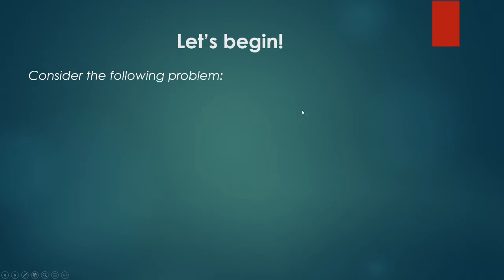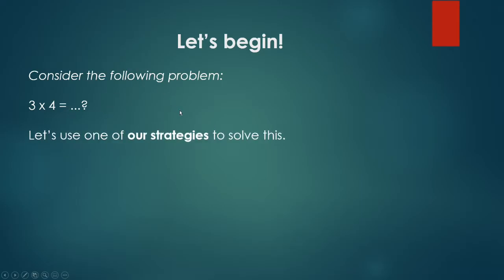Consider the following problem. In class, I'm going to have you write this down, so go ahead and grab a pen and paper, and we can work this out together. So write down 3 times 4 equals, and then put an underline for the blank. Let's use one of our strategies to solve this, and this is where you'll also learn your strategy.